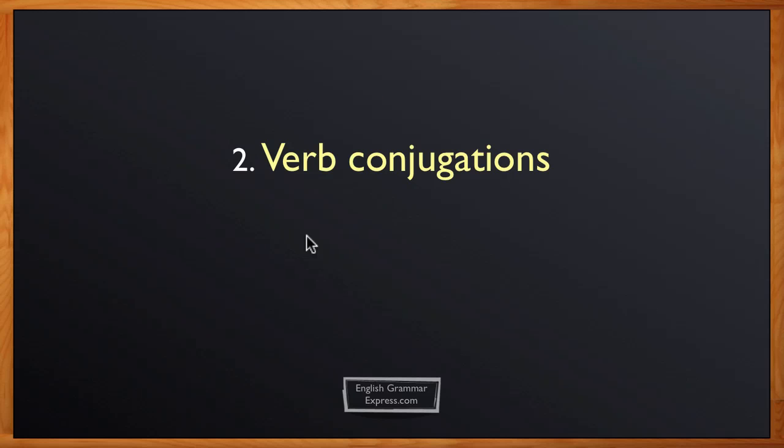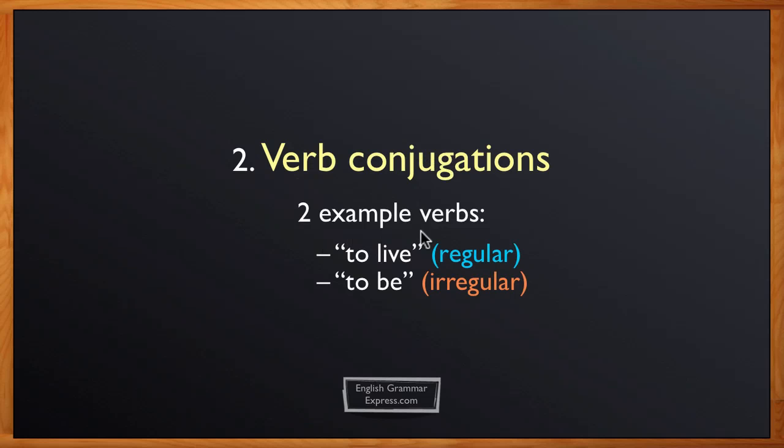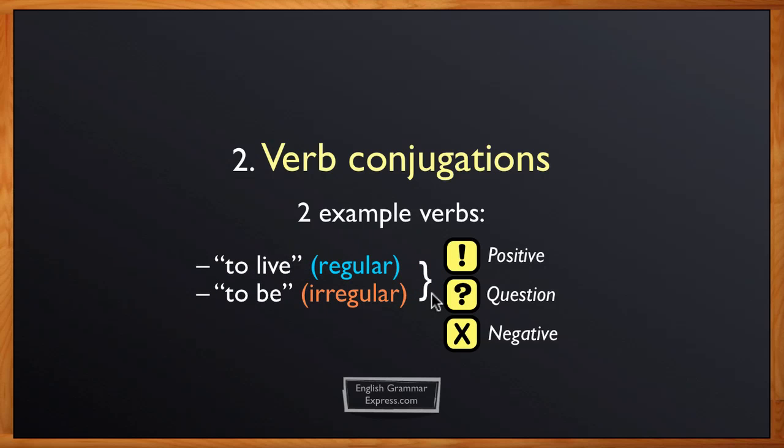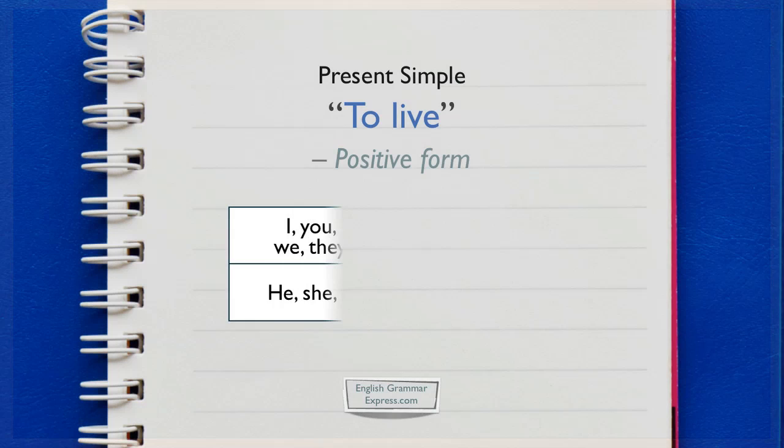Let's now turn to the verb conjugations. And we're going to look at 2 example verbs here. To live, which is regular, and to be, which is irregular. And in each of these example verbs, we're going to look at the positive, the question, and negative forms.